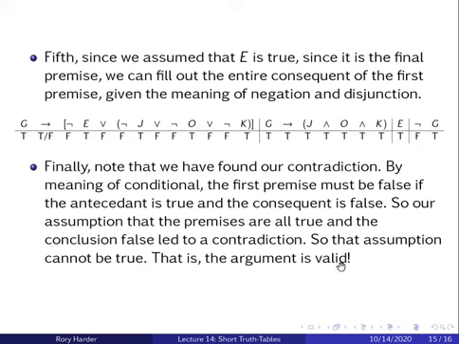So the assumption that all the premises are true and the conclusion is false cannot be true, which is to say that the argument is a valid argument. That is to say that there can be no row of the truth table on which all the premises are true and the conclusion is false.